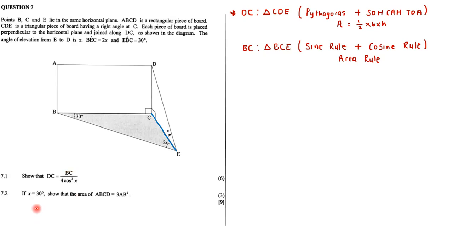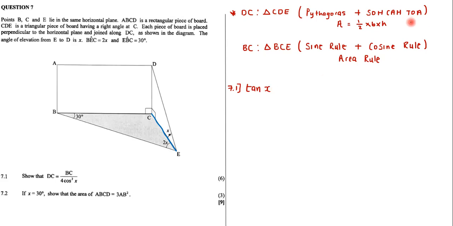To do that, I'm going to go straight into answering the question. Here I can see that x is my reference angle, which means DC is my opposite and CE is my adjacent. So if I want to combine DC and CE, what I'm going to use is tan x, right? Tan x.